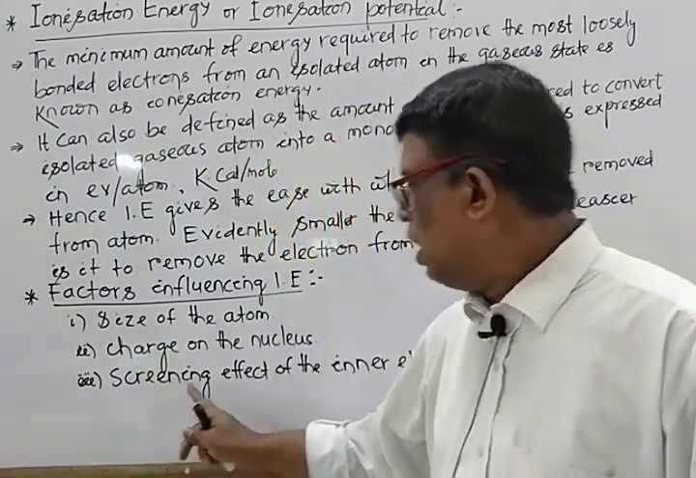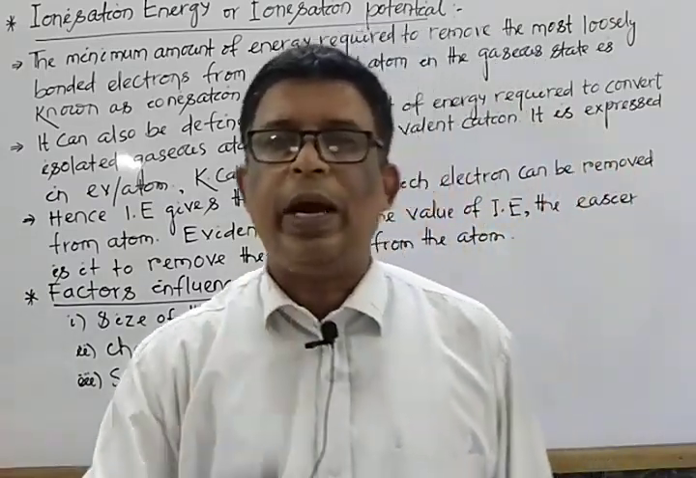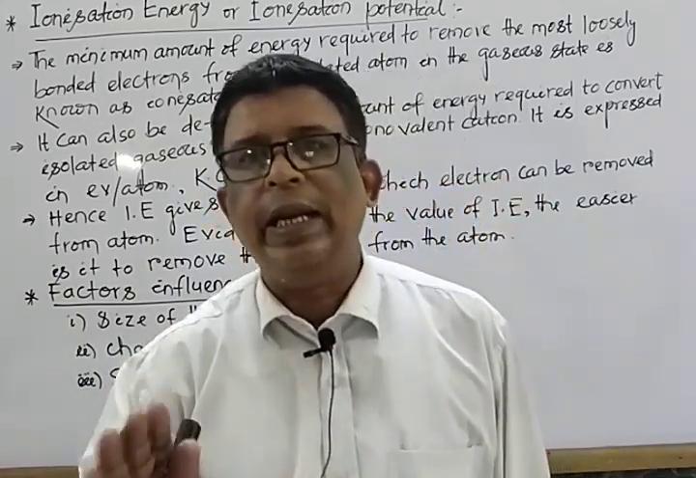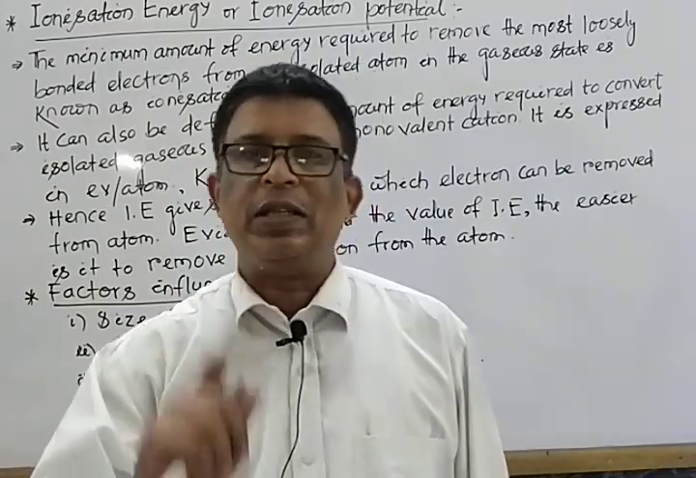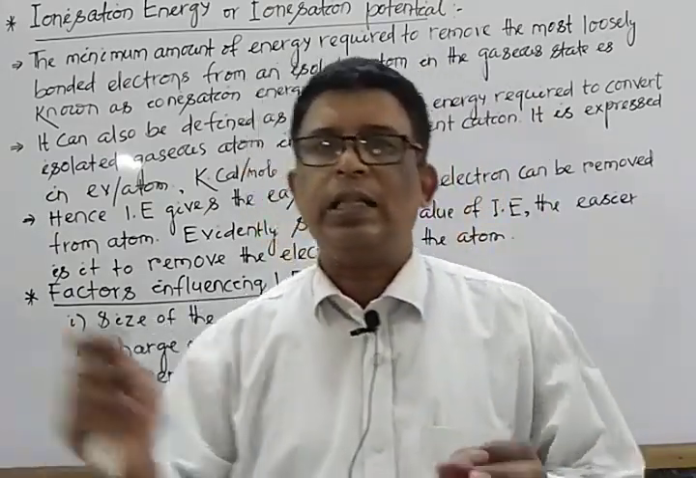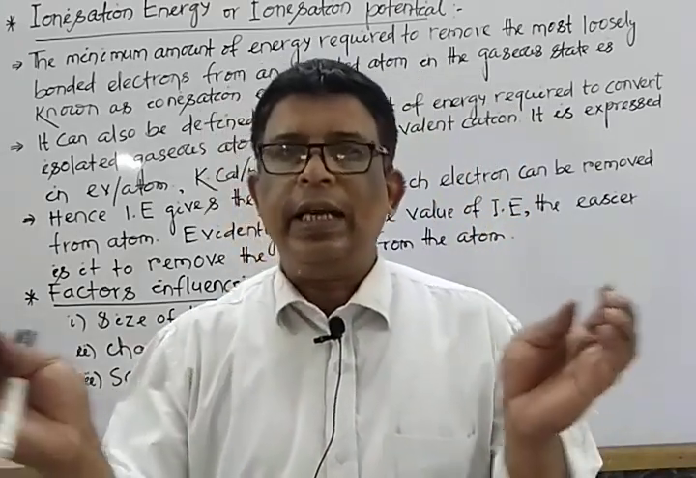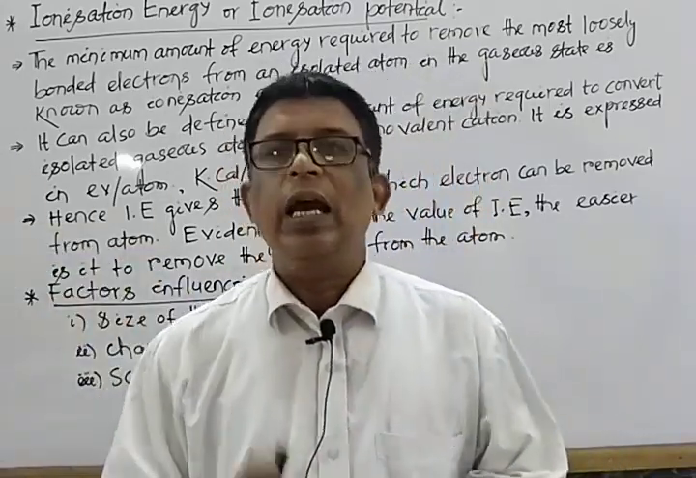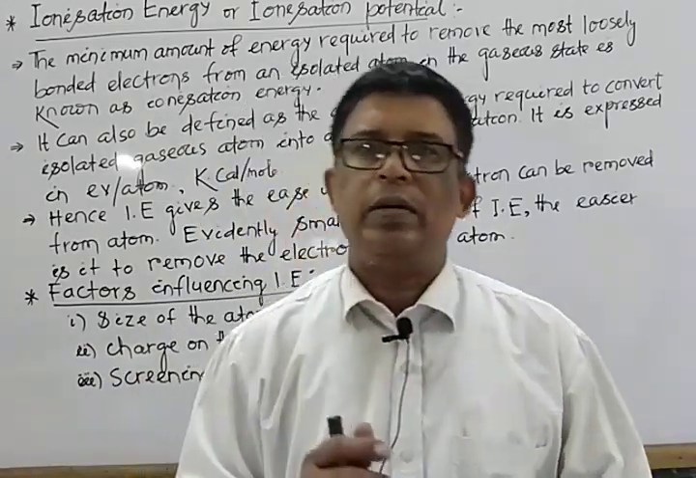And the last one is the screening effect of the inner electrons. Screening effect or shielding effect of the inner electrons. Very, very important one. Mark that. What do you mean by screening effect or shielding effect? In the case of a multi-electron system, what happens? There are so many shells. So there are two types of force operating at a time. One is the nuclear attractive force, that is between the nucleus and the valence electron, and one is a repulsive force between the electrons in between the shells.